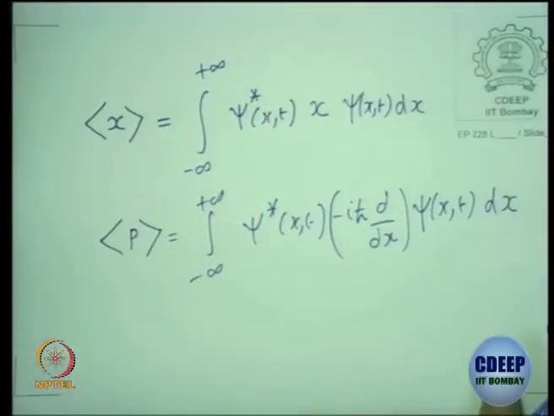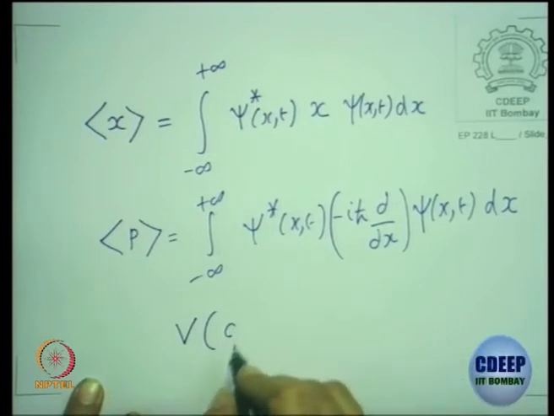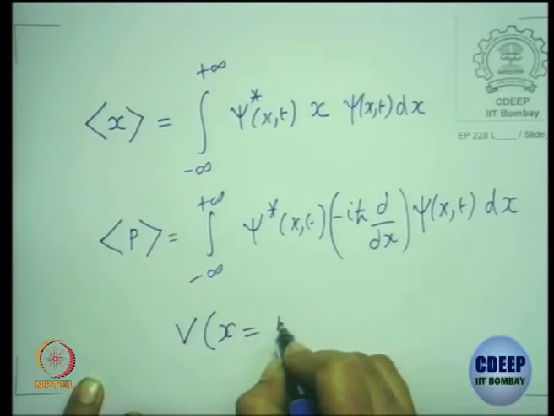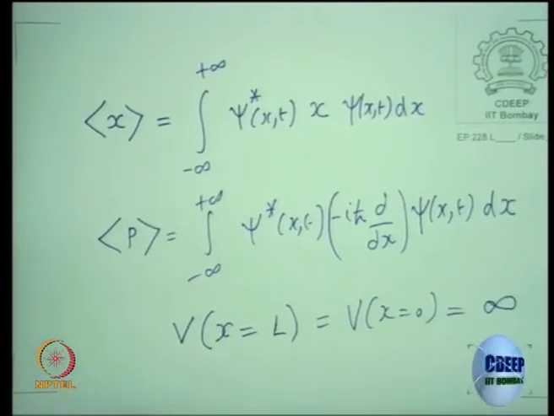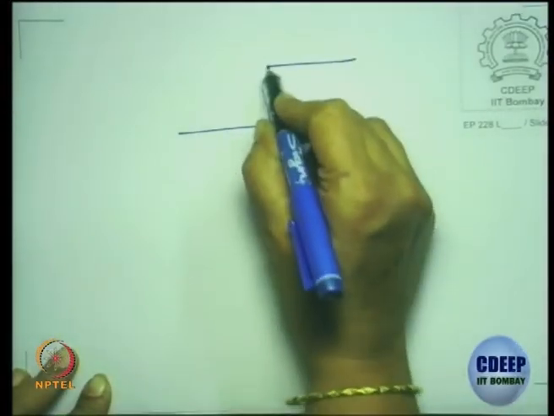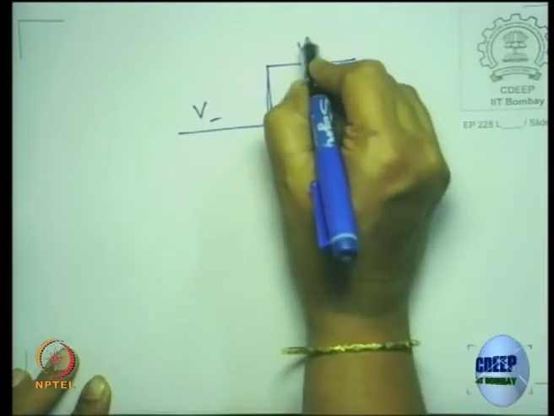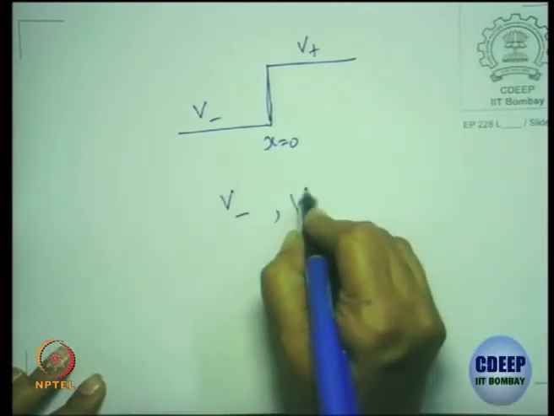Okay. A couple of things which you have done in the previous course. One is when we have a particle in a box, V equal to 0 inside. This is something which you have used. And you have also done potentials which are V minus for x less than 0 and V plus for x greater than 0. So, these are finite. V minus and V plus are finite.